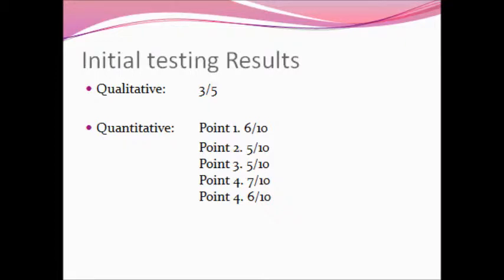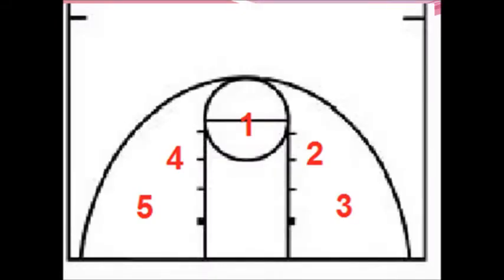From the initial testing results, qualitative by sight, we evaluated our beginner a 3 out of 5. The other quantitative results are shown on the screen. These are the points at which the shots were taken on the key.